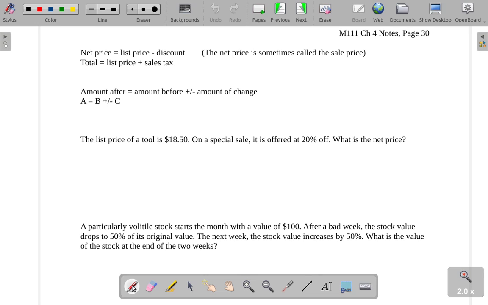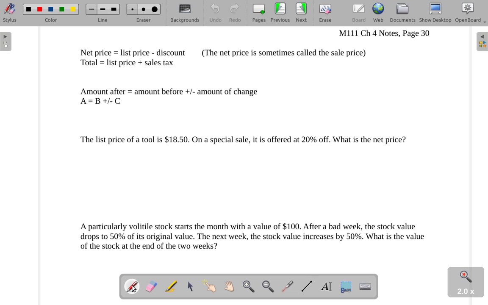So the book covers a lot of individual formulas. It does things like the net price of an item is its list price minus its discount, and the total price is its list price plus its sales tax. And it's so much to keep track of all these individual formulas.